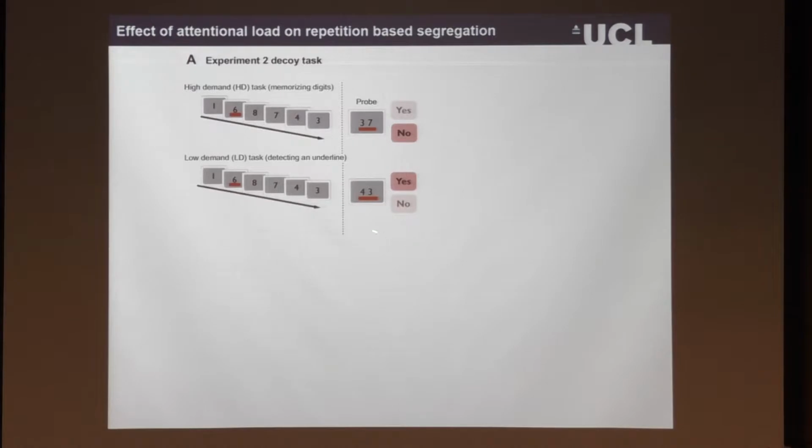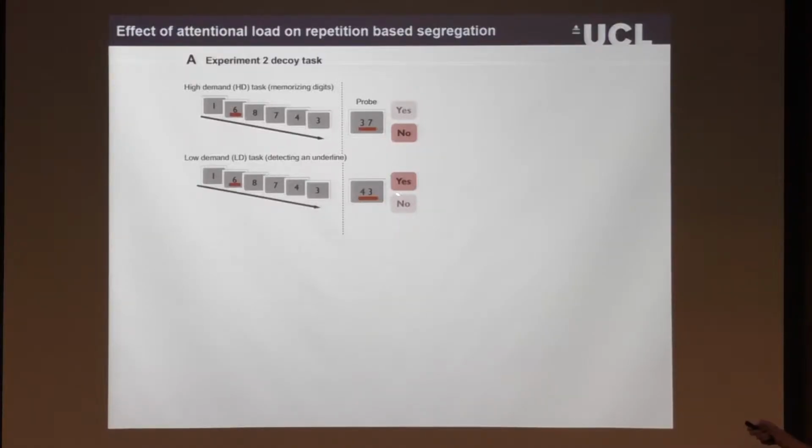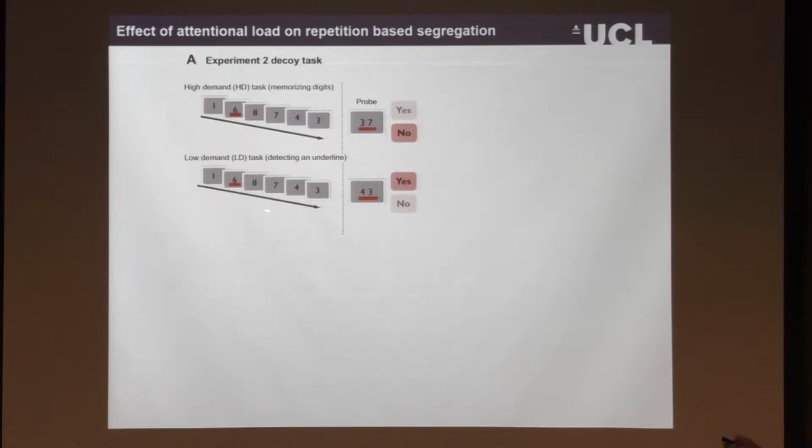The easy task was just noticing, so once in a while, one of the numbers would have a red underline. And the task was just to say whether an underline was present or not, anywhere. So we kept the probe format the same, because we wanted to keep the stimulus properties the same, but they knew in those conditions that they just needed to report whether one of the numbers was underlined. So that's objectively a very, very easy task. This one is a hard task.